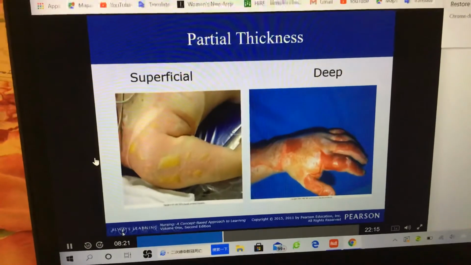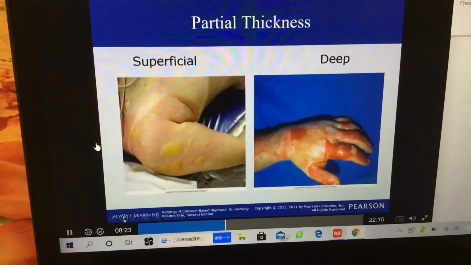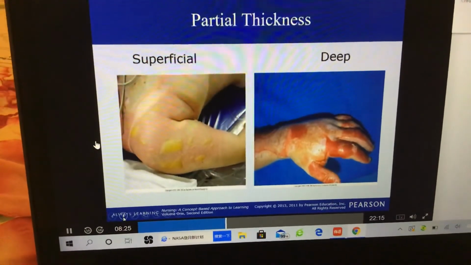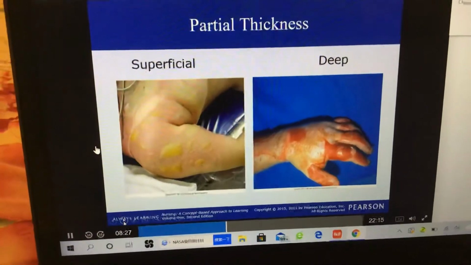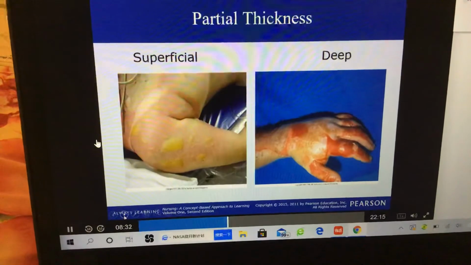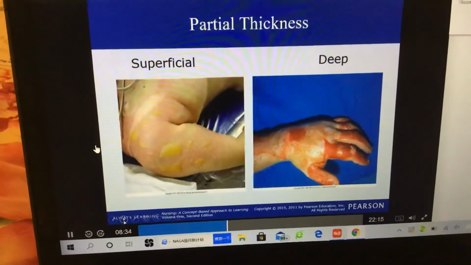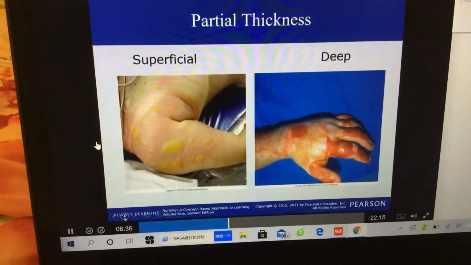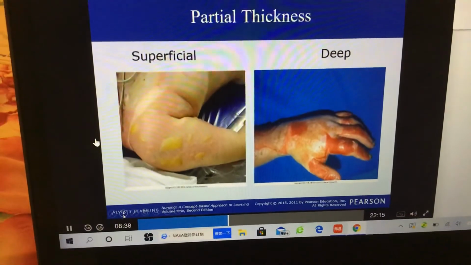Deep partial thickness burns involve the entire dermal layer of the skin. The wounds are going to appear white and waxy. These burns affect capillary refill. These burns will usually heal within 21 days, and scarring is likely to occur.